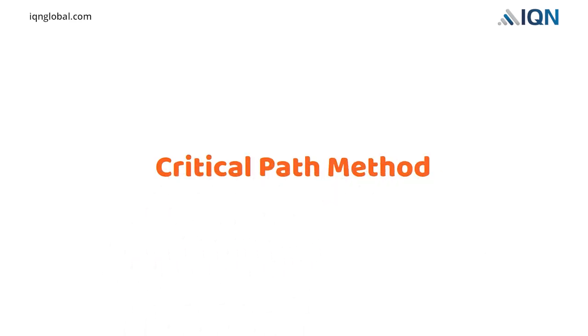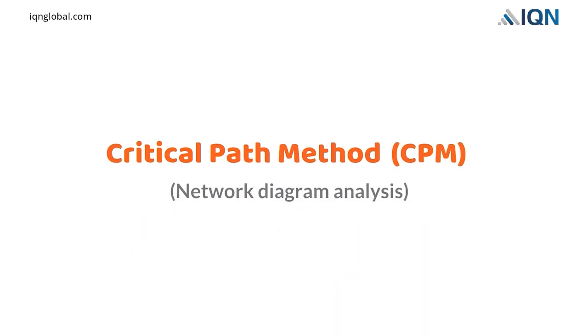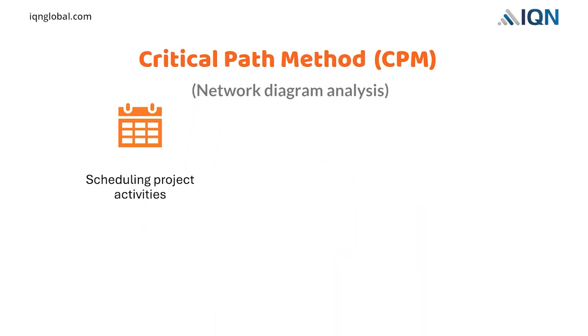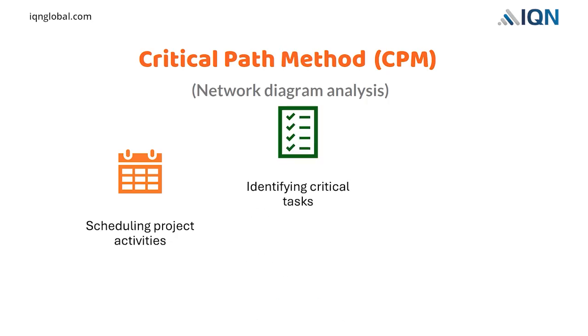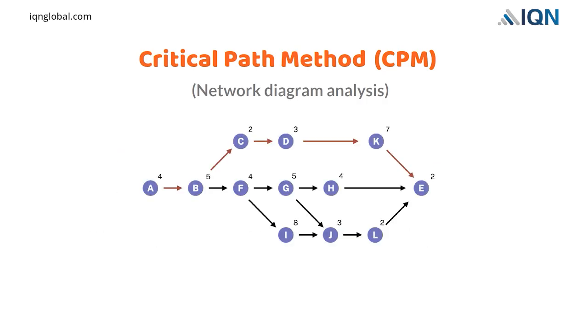The first scheduling method, critical path method, will be discussed in this video. Critical path method, or CPM, is also known as network diagram analysis. It is a systematic approach to scheduling project activities, identifying the most critical tasks, and ensuring timely project completion. CPM is a scheduling technique that uses a visual representation of a project's tasks and their interdependencies.